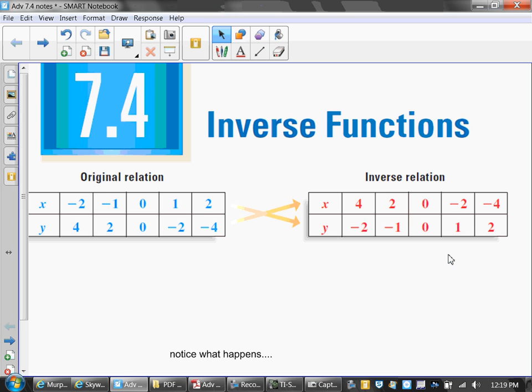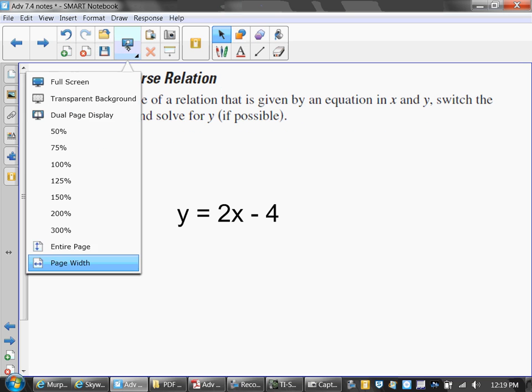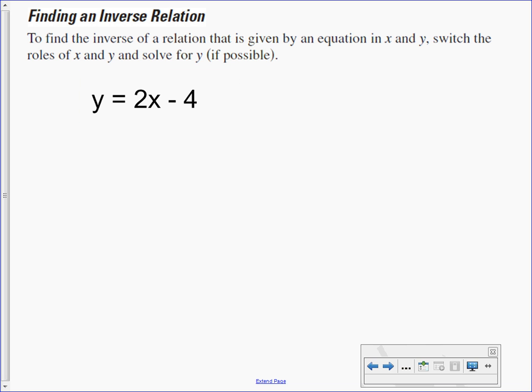All that happens here is that your x and y values switch when we're talking about inverses. So when we're trying to find the inverse relationship in an equation, all you have to do is exchange the x and y's and resolve the equation for y. So to find the inverse of a relationship that is given with an equation that has x and y in it, all you do is switch the x and y and then solve for y.